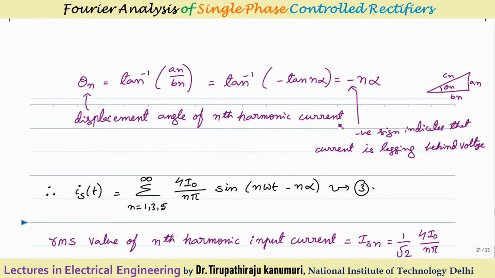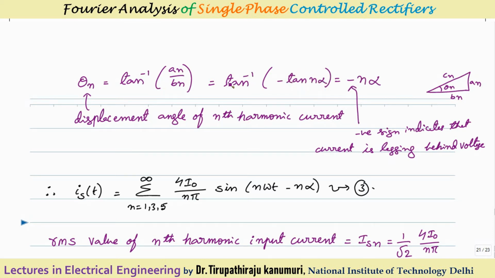The displacement angle of the nth harmonic current means the phase angle difference between the nth harmonic current and the voltage. That will be equal to tan inverse of an divided by bn. If you substitute the an and bn, you will get minus tan n alpha, because you will get minus sine n alpha by cos n alpha. This will be tan n alpha.